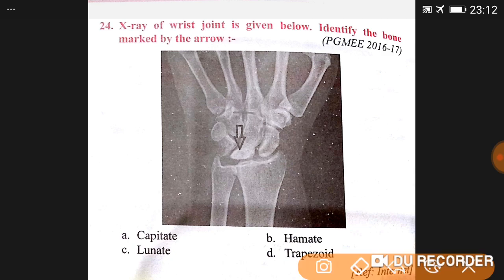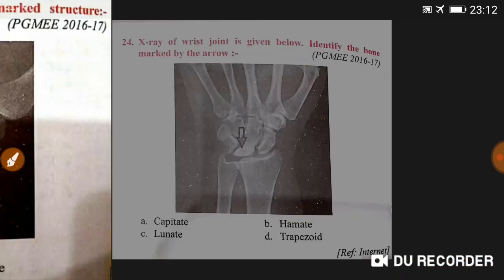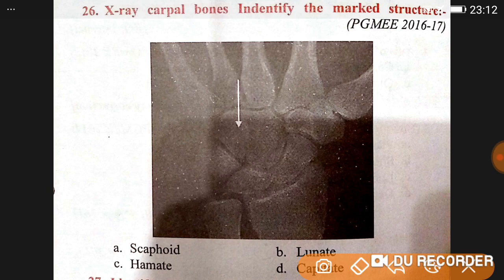X-ray of the wrist joint is given below. Identify the bone marked by the arrow. This bone is the lunate. So guys, I hope till here it's clear for you. It's very clear. Now, X-ray of the carpal bones. Identify the marked structure. This is the hamate. The 26th answer is hamate.